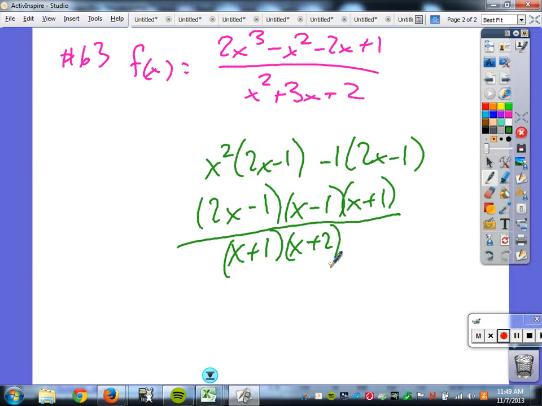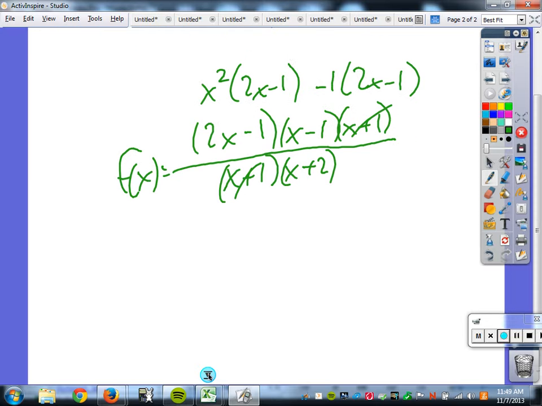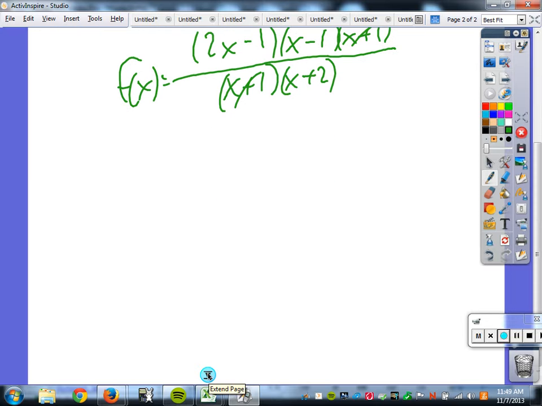Okay. So if you'll recall, looking at f of x, notice the x plus 1 cancels, so that becomes our hole. So I'm going to write over here a hole. Now, in the graph, I'm going to graph this simplified function. So how do you know that's a hole?